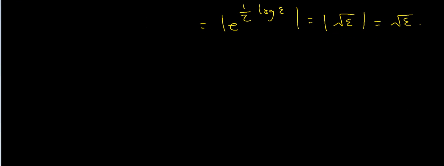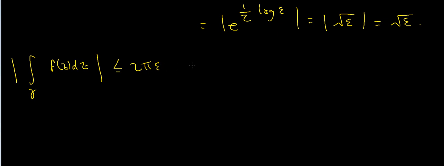So what can I say? That tells me that the absolute value of the integral of f of z dz taken over this part of the curve is less than or equal to 2 pi epsilon, that's the length, multiplied by the maximum value of f of z, and that's going to be root epsilon, all divided by epsilon squared minus 6 epsilon minus 8.